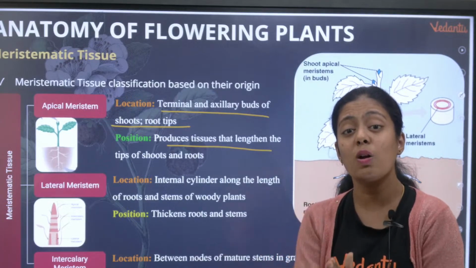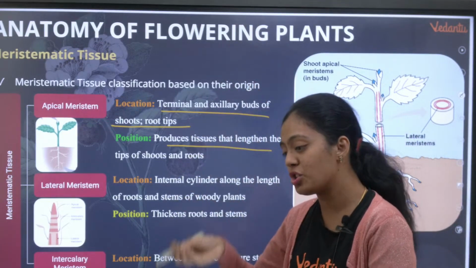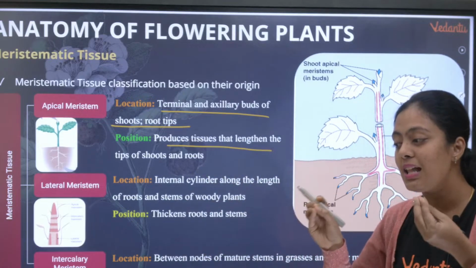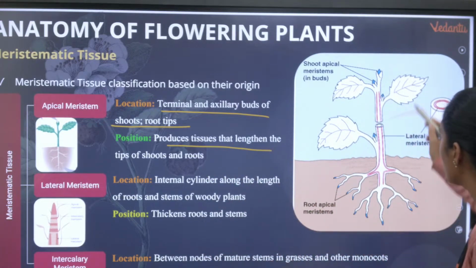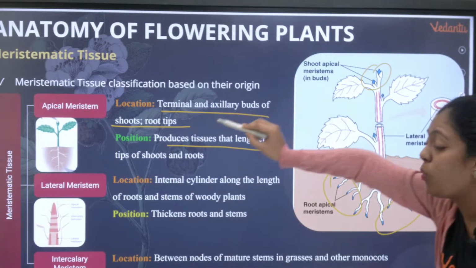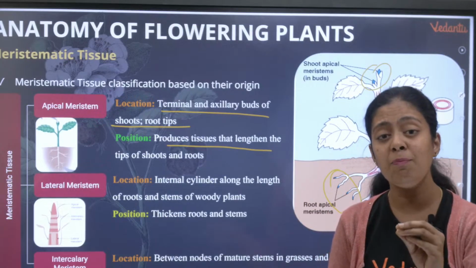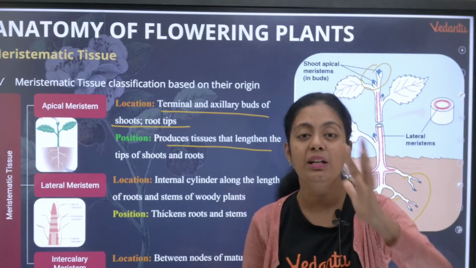That means what? They are going to help in the increase in the, yes, lack of specific function. Very good. Undifferentiated means lack of specific function. So here you can see the shoot apical meristem. Can you see the root apical meristem? They are what we call apical meristem. The apical meristem will help in the increase in the height of the plant.